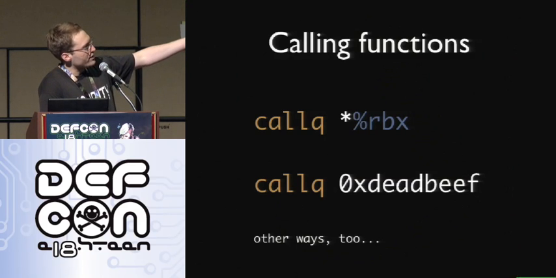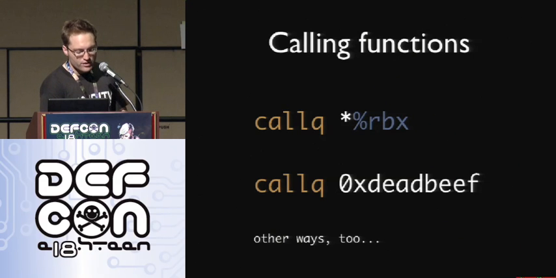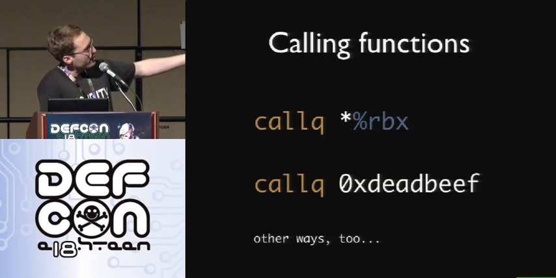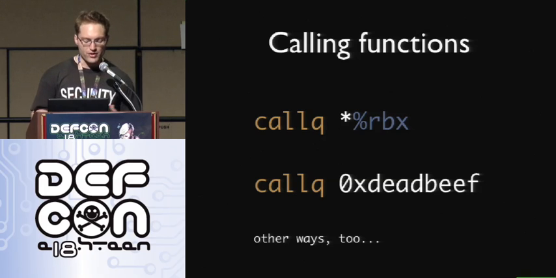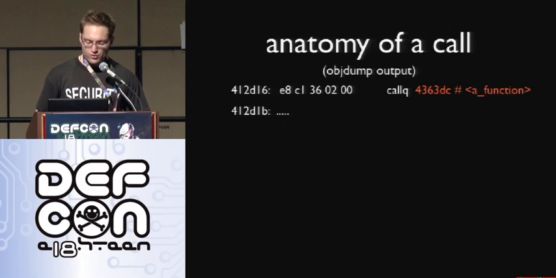So in this example, RBX will just hold the address of the function you want to call, and it'll just indirectly call the function. Or the way on the bottom: when you run objdump, you'll see things like you see on the bottom where it'll look like you're actually calling a function directly, but you're not. That's not the actual full address. It's just a 32-bit displacement. So what does that actually mean?